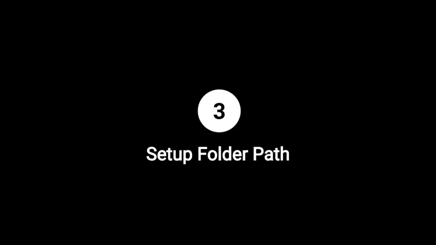Step 3. Set up folder path. On the printer panel, set up the folder path for FTP under Direct Print Settings. Step 4. Configure scan. Load the document to scan, select Scan and Send, and configure FTP as the destination.